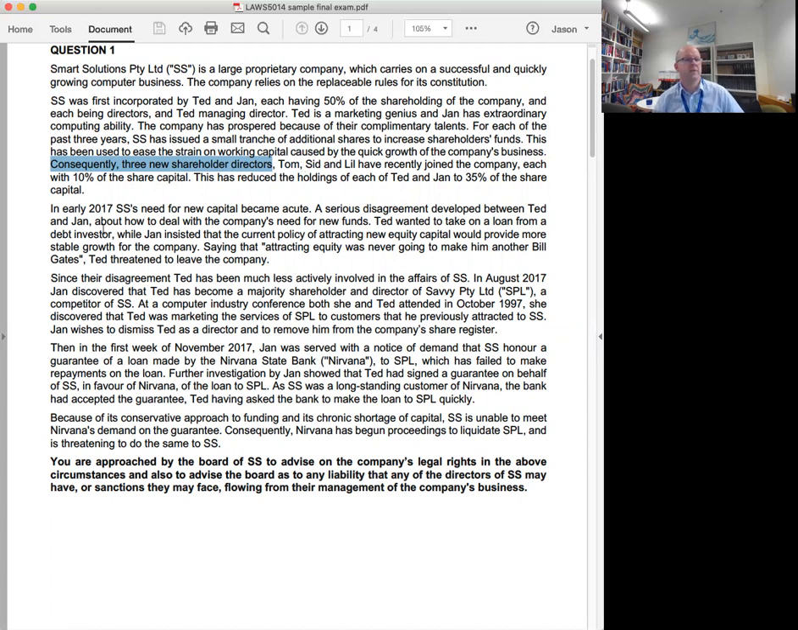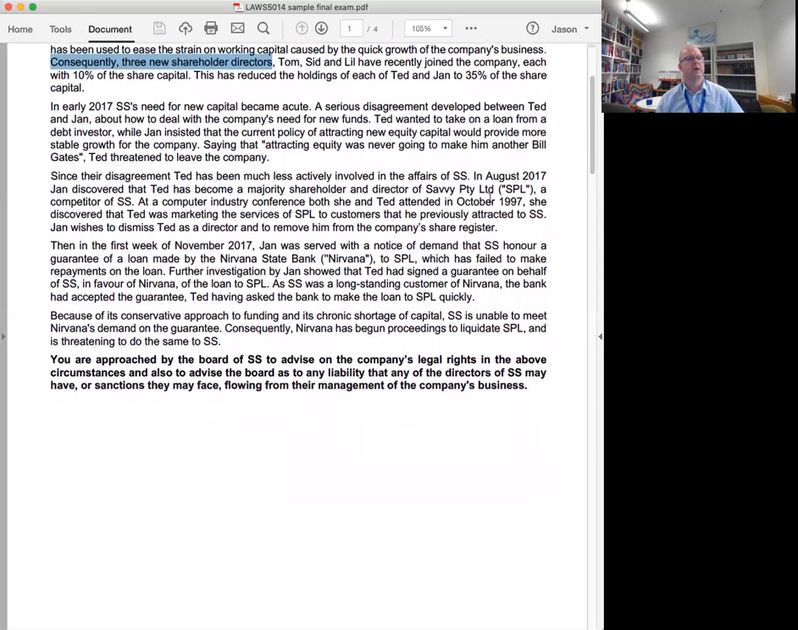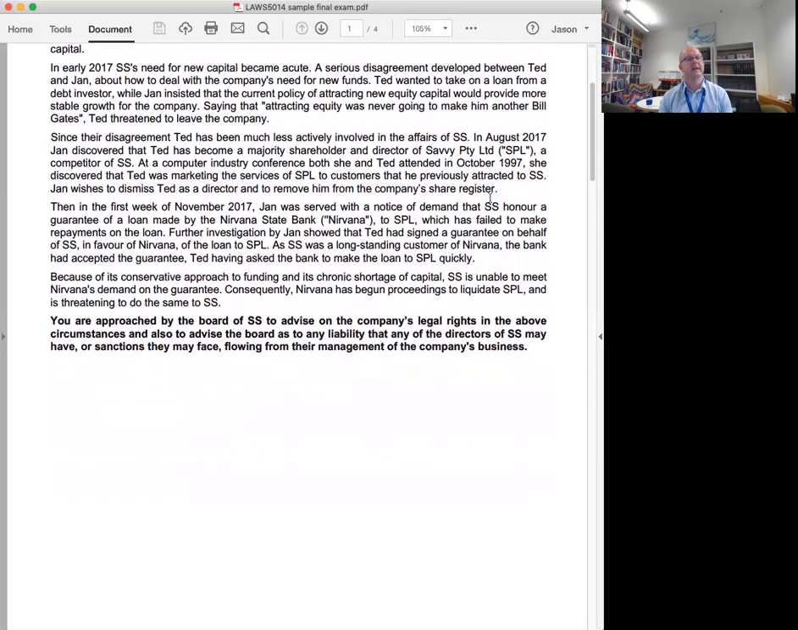the capacity with the three of them to block a special resolution is relevant here because the three of them have 30% combined. Each of Ted and Jan now only have 35%. So if we had a combination of 2 out of the 3 and either Ted or Jan, then they'd have a majority, which would mean that they could then remove one of the directors and appoint new directors. All right, company needs more money. Now, it doesn't say that it needs a specific amount, so it's probably not a fundraising question.